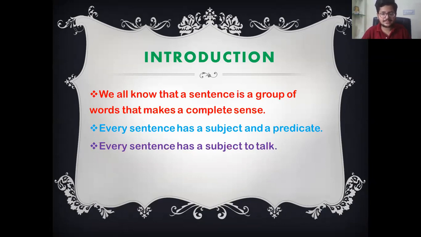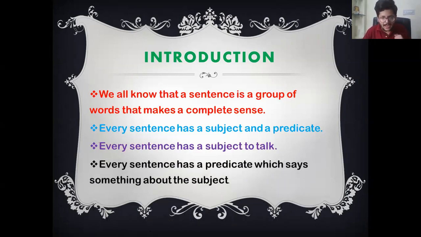Every sentence has a subject to talk about. A sentence has a part which is for the thing that is being talked about. A sentence has a part which tells us what the sentence is about. And every sentence has a predicate which says something about the subject.